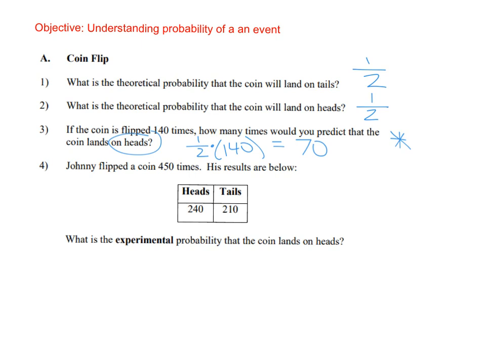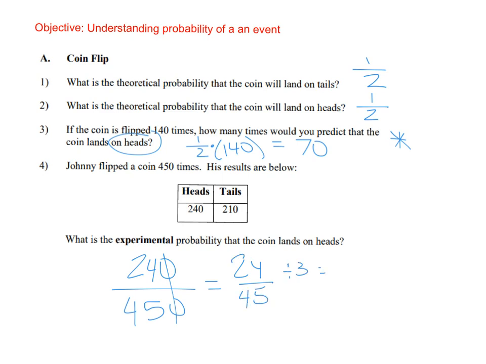Johnny flipped a coin 450 times. His results are below. What is the experimental probability that the coin lands on heads? Well, he got heads 240 times out of 450. Can I simplify that? I can divide by 3. So that's 24 out of 45. Divide by 3 gives me 8 out of 15. And that's my answer.